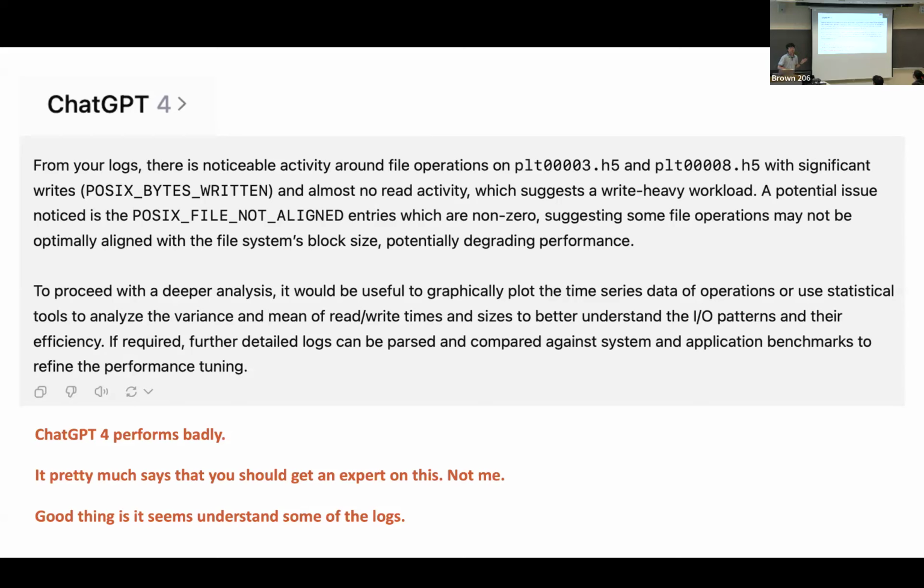But we do see some good things here, because it looks like it understands the logs. We don't provide much information about the logs. We just say, here's the log, they are from Darshan. So I guess their training data included that part. They know what Darshan is and they know how to interpret that data, which is great.